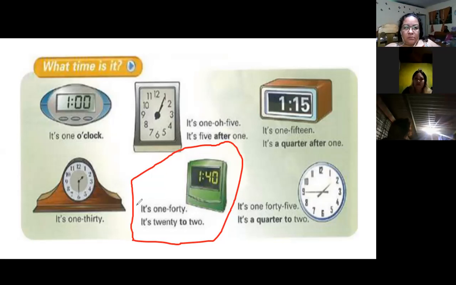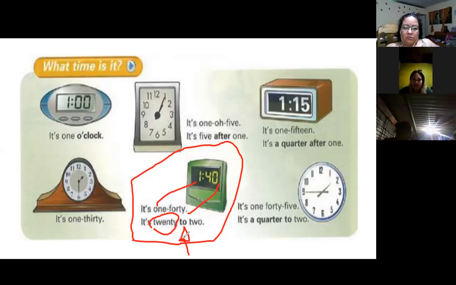En la forma normal sería it's 1:40. En inglés usted dice it's 1 y 40, entonces it's 1:40. Pero si lo hacemos de la forma más profesional, más avanzada, usted va a decir it's 20 to 2. Es decir, que faltan 20 minutos. Y ahí vemos el to, miren. El to es para. Entonces decimos que faltan 20 minutos para las dos. It's 20 to 2.